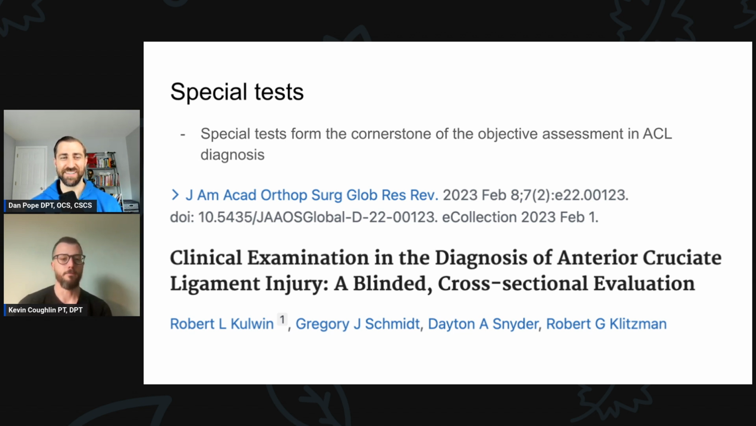So, looking through this research, you see a lot of different things if you look up sensitivity and specificity of our gold standard tests like the Lachman or the anterior drawer. I thought this was a cool study because it's relatively new, from 2023. Special testing forms the cornerstone of the objective assessment in ACL diagnosis. This study was from February of 2023, and it's called the Clinical Exam in the Diagnosis of ACL Injury, a Blinded Cross-Sectional Evaluation.